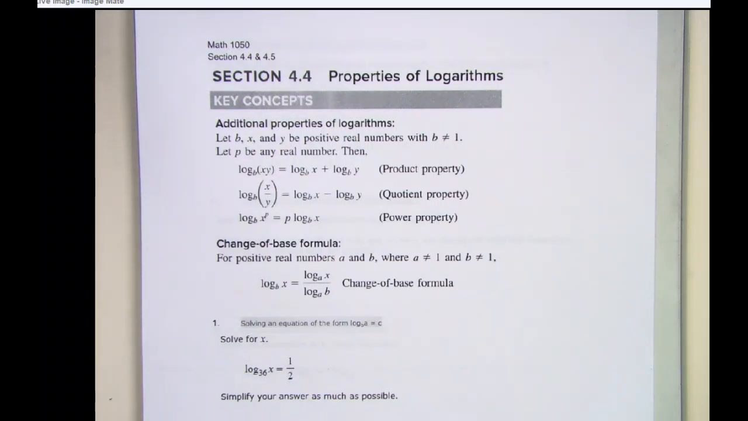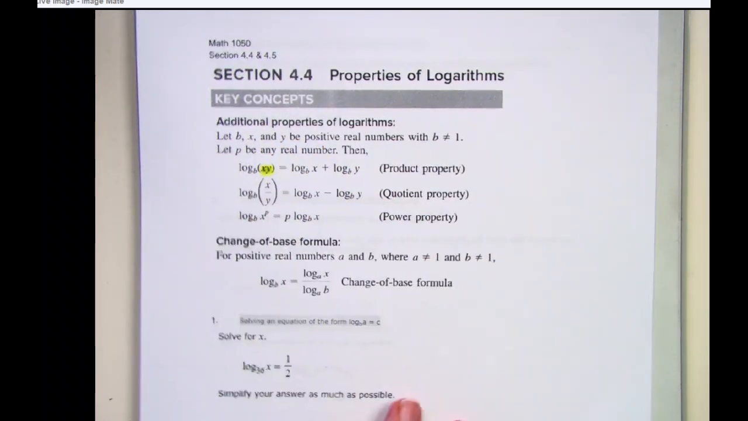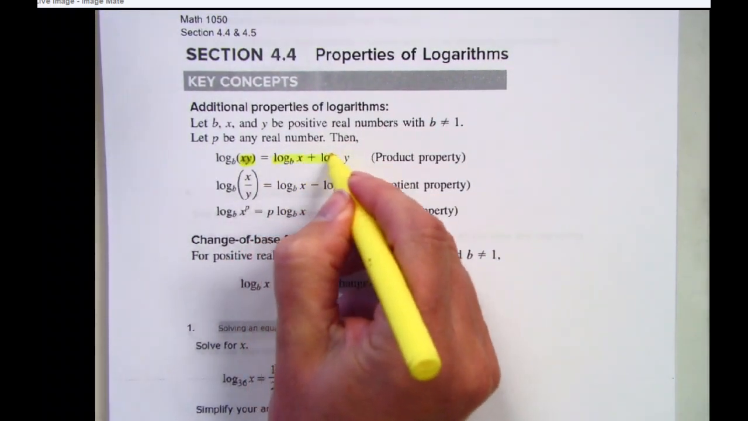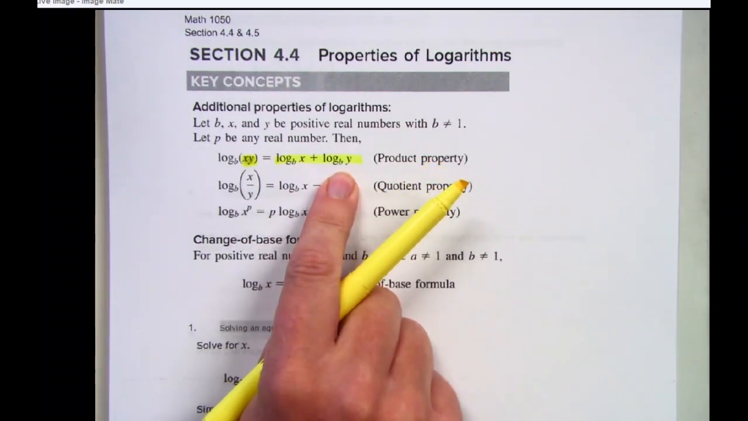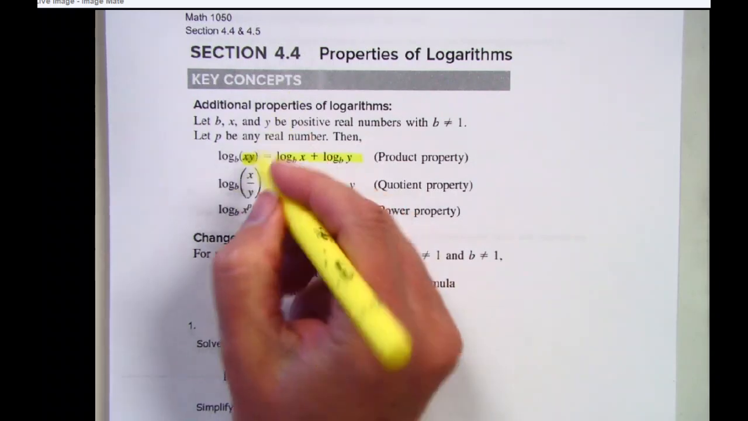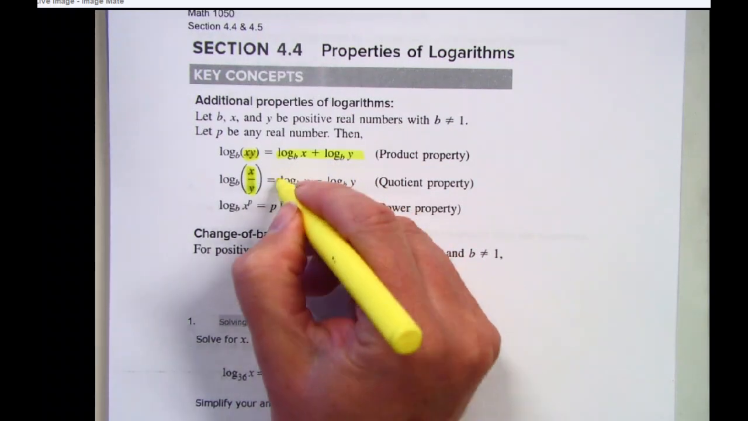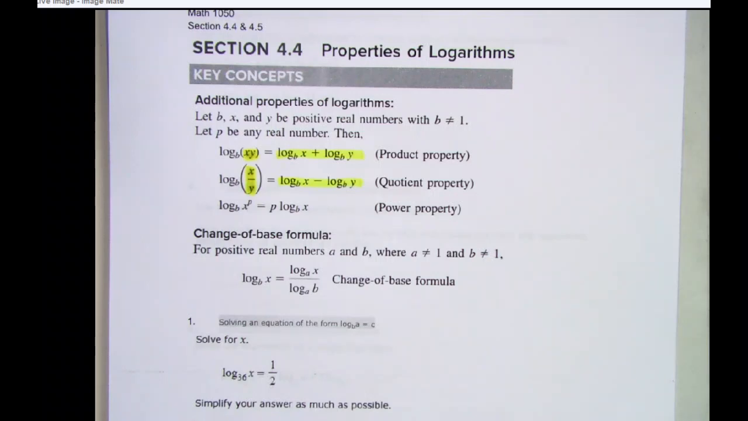Properties of logarithms. This is definitely a continuation of what we were doing last week. In fact, I feel like we talked about some of these rules. If we've got the log of a product, that can be expanded into log of the first plus log of the second. Then we've got our quotient property. If we've got log of a quotient, that can be expanded: log of the first minus log of the second.